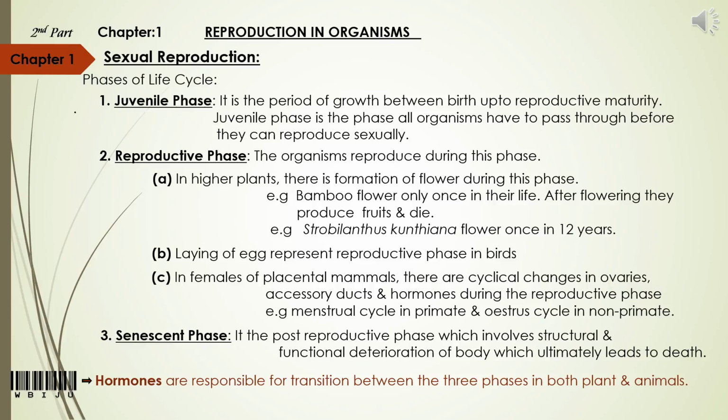And this phase is the most important phase in the life cycle of an organism, because in this phase the organism becomes reproductively active. That is, the organism will start producing offspring during this phase. And let's see the reproductive phase of some organisms. First come to plant. In plant, flowering represents their reproductive phase.